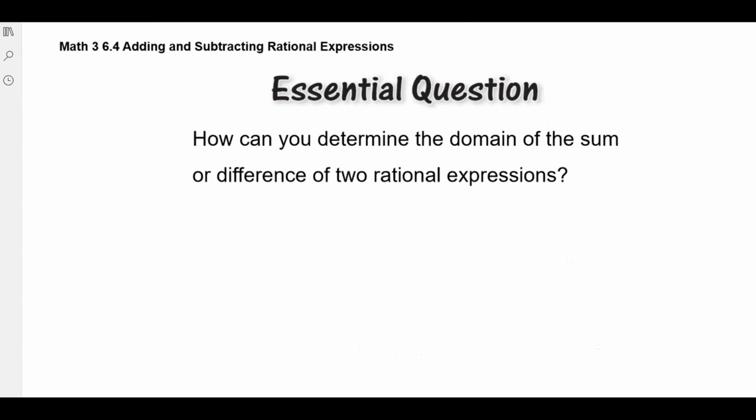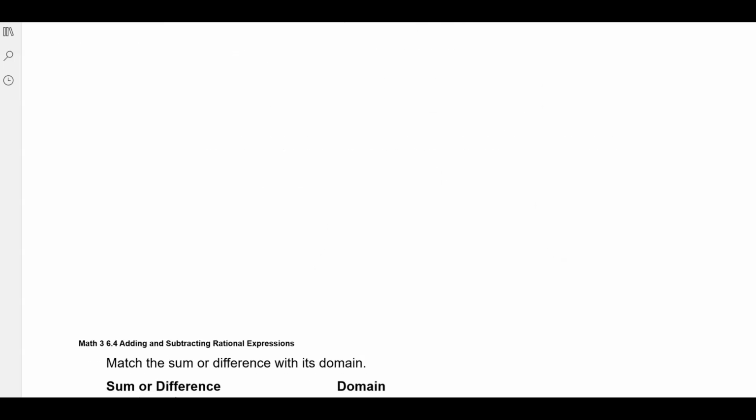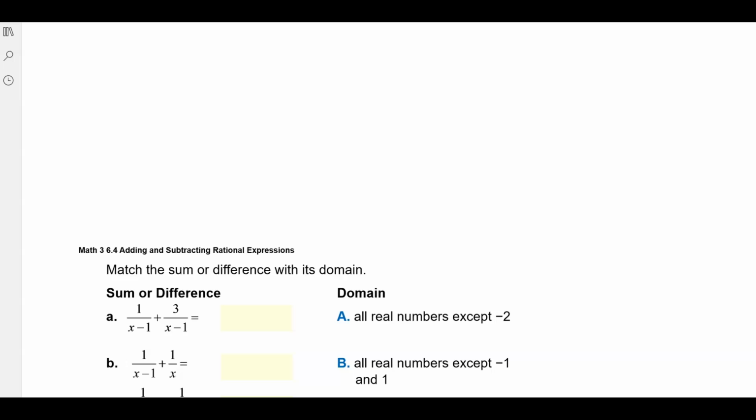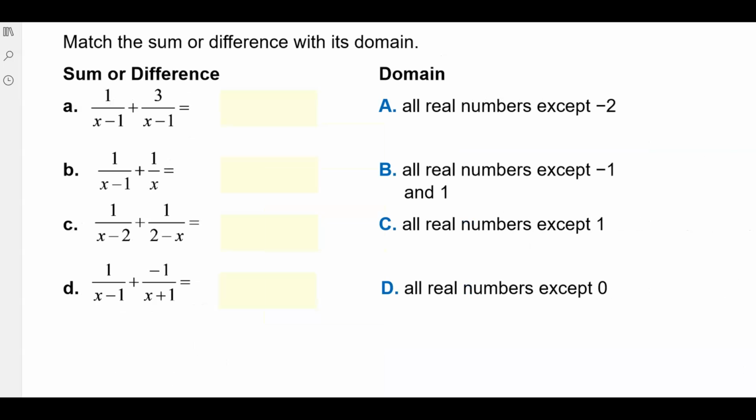And then for our notes, our essential question is, how can you determine the domain of the sum or difference of two rational expressions? Well, the domain is the restricted values, or what x cannot equal for your equation. For rationals, it's what's in the bottom. So we're going to be matching equations with their domains. So for example, let's do A, and then I'll have you do some on your own.